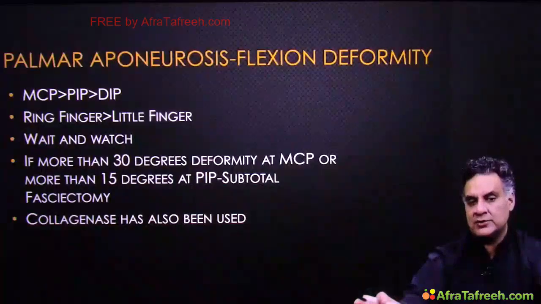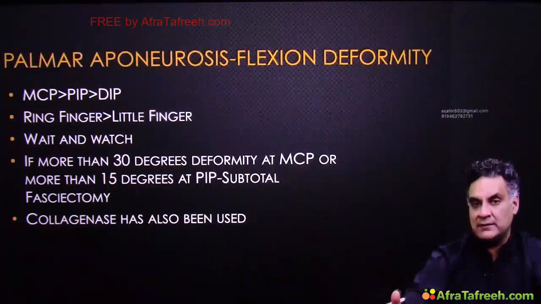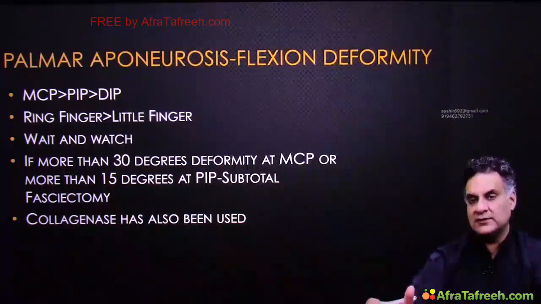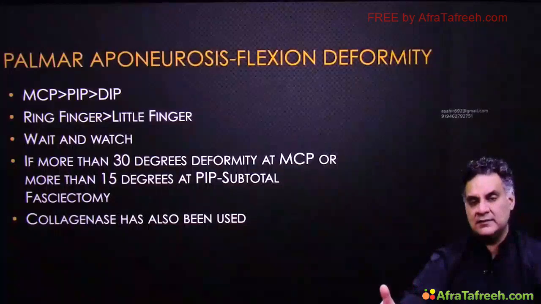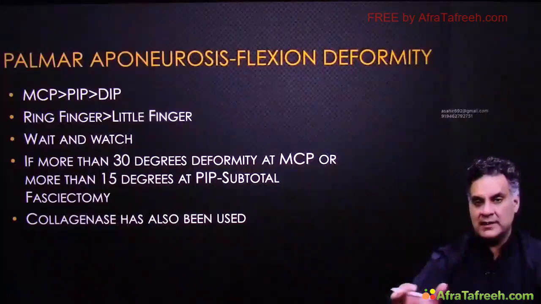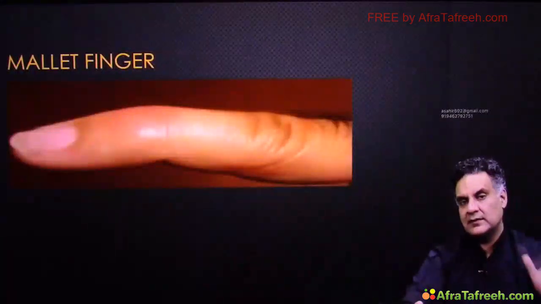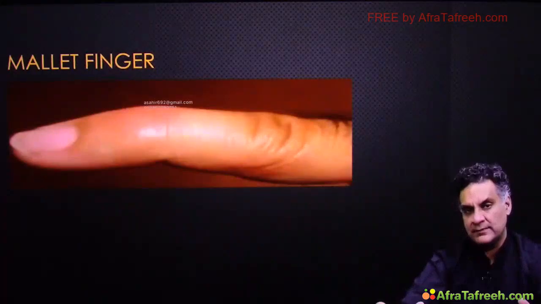Treatment is wait and watch. But if the patient has more than 30-degree deformity at the MCP or more than 15 at the PIP, you will do a surgery, subtotal fasciectomy. This is a disease in which collagenase has also been used. Dupuytren's and gamekeeper's keep on coming in alternate years. One of the commonest MCQ questions rocks the world.